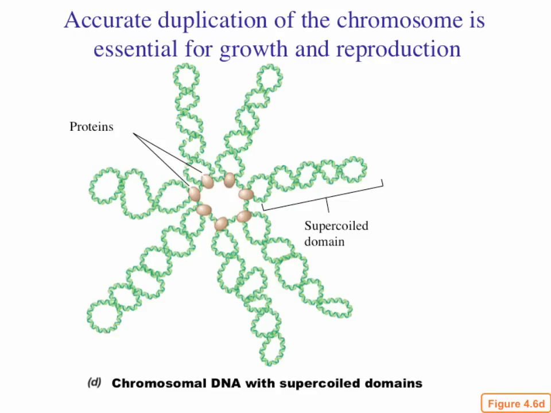So as you know, the cells that are dividing are going to replicate their DNA. And in order for that information to be accurately passed to their offspring, the chromosome needs to be duplicated in such a way as to maintain all that information intact.